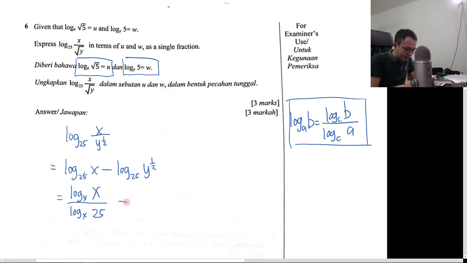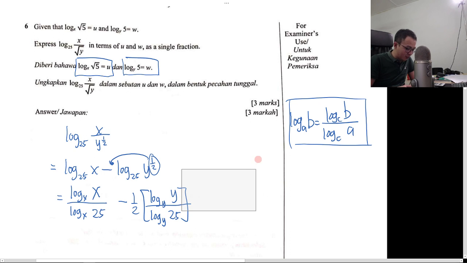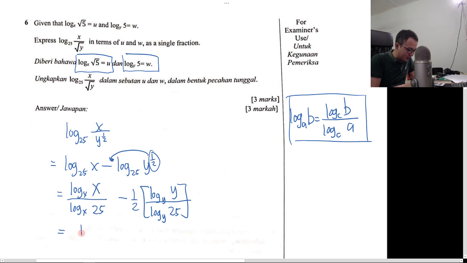Minus this one, the half I'm going to move to the front, becoming multiply. And I change the base at the same time. This one I will change to base y. Log y, my y looks like g, but it is y. So y at the top, 25 at the bottom. So I'm almost done. Log x is equal to 1. This one I want to get log x, something like square root 5.